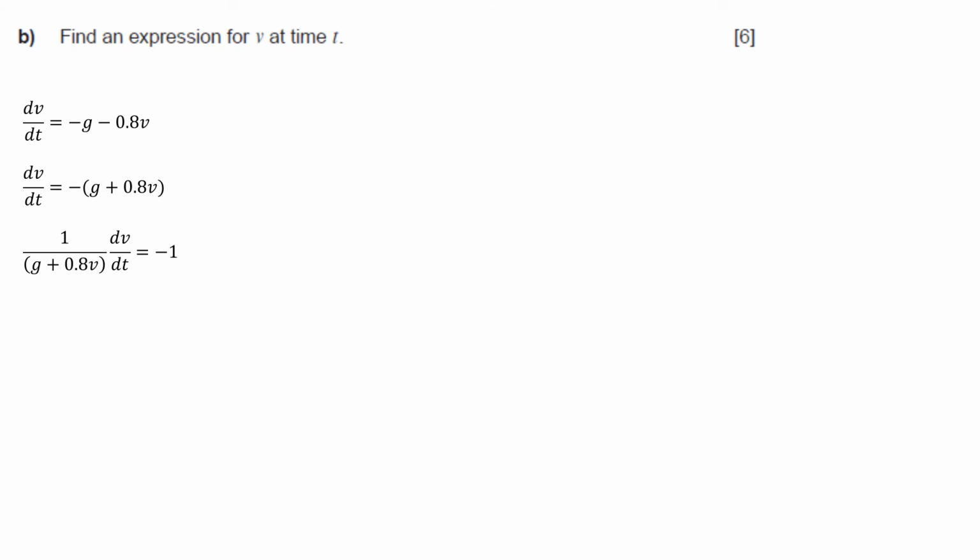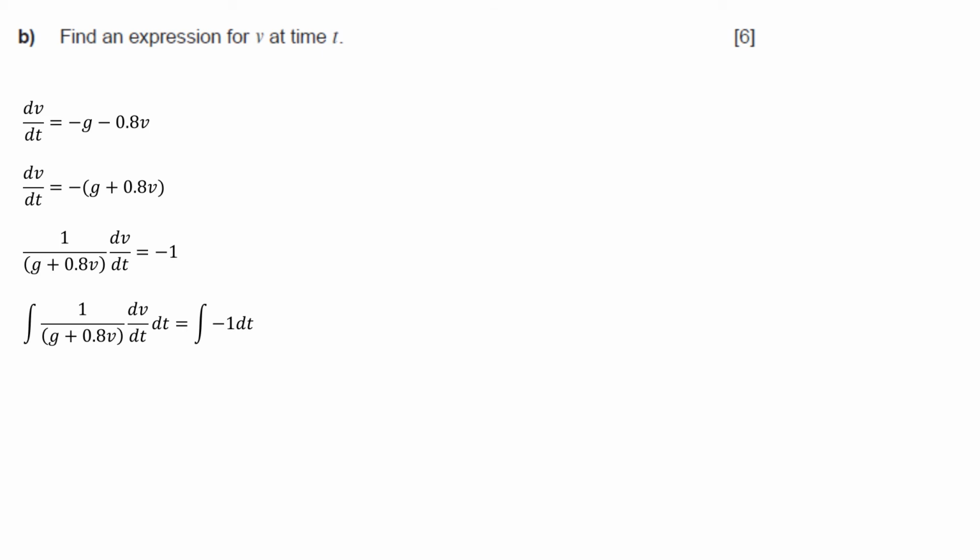Now this is where I would vary from WJEC, and in fact from a number of my colleagues, because what they would do there is split up the dv by dt and get 1 over g plus 0.8v with respect to v is equal to minus 1 with respect to t. And you're then asking students to do something different on each side of the equal sign, and we've banged into them for years and years that you can do anything you like to an equation as long as you do the same thing on both sides. So hence I would leave the dv by dt. Now I would integrate both sides with respect to t.